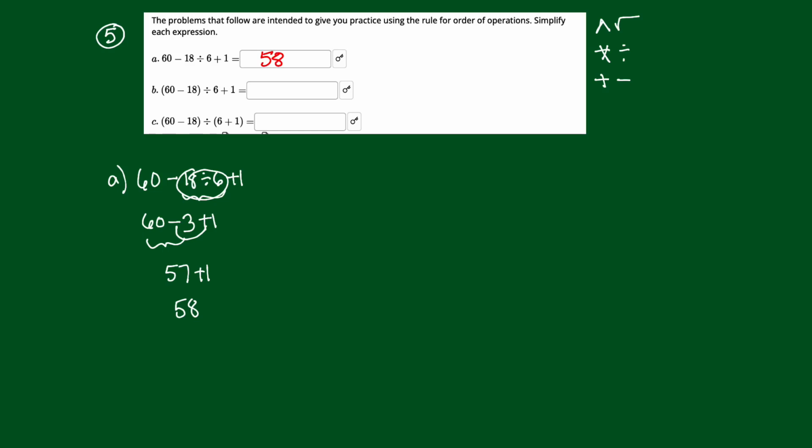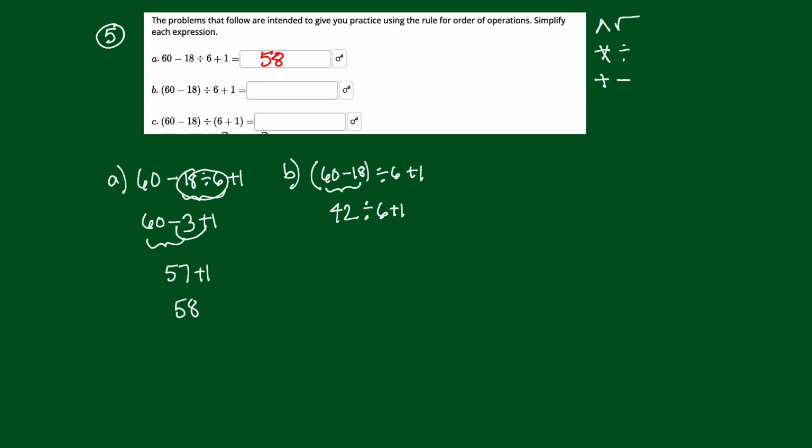That's part A. Now part B, we have the same numbers, 60, 18, and 6 and 1, but a different order is implied here. So we're going to have the quantity 60 minus 18 divided by 6, and then a plus 1. Now in this case, we have a set of parentheses, so I'm going to work through that one first. So 60 minus 18. All right, 60 minus 18 is going to be a 42. I did that by thinking 60 minus 20 is 40, but I'm 2 less, so I'll bring it up to 42. Divided by 6 plus 1.